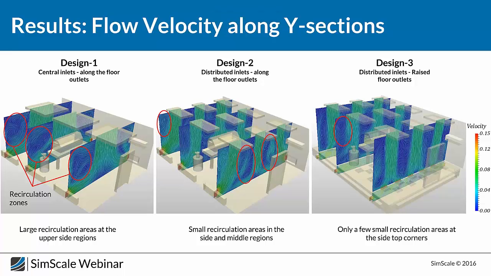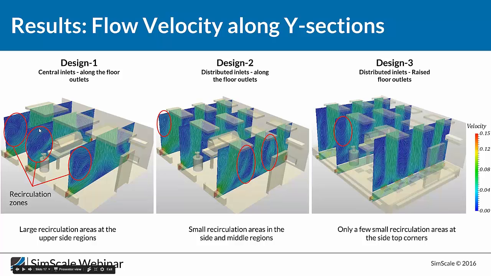Okay, so in this slide we have a look at the flow velocity on Y section. So we created 3 sections at the same places for, of course, all of the cases to see how the flow velocity looks like. So let's start with the design on the left. So the first design. As you can see, we try to point them out here by these red circles.